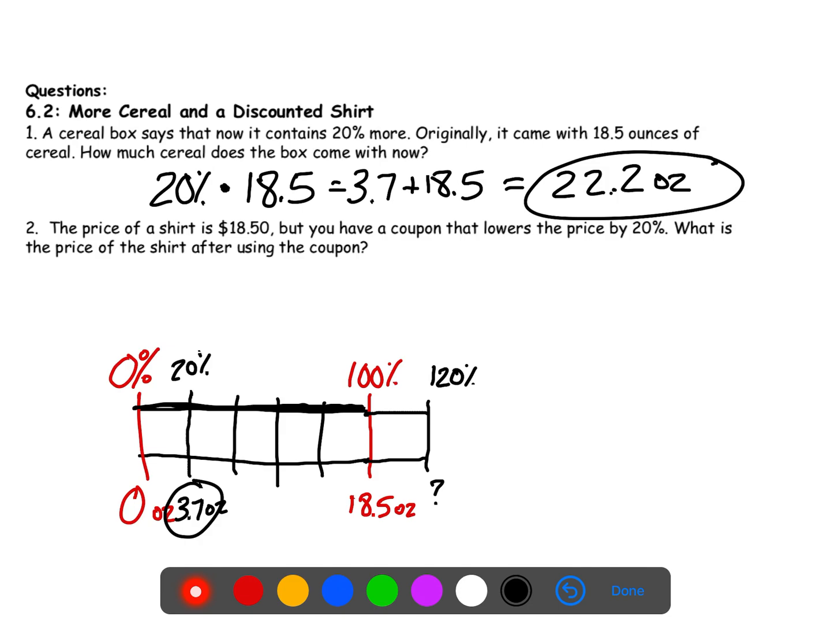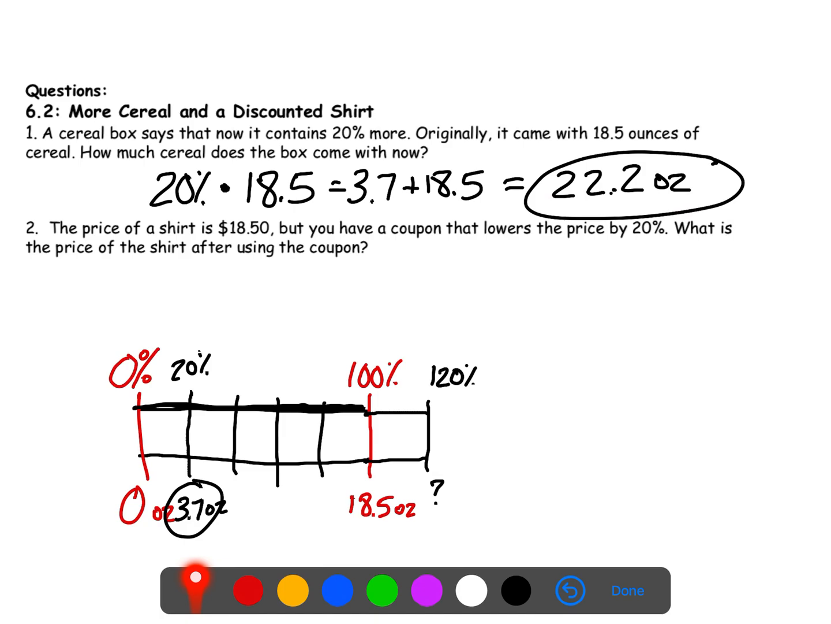Now, we could also find that in another way, and I just want you to be aware of it. We're going to talk about this a lot. Since our cereal box is now 120% of the size of the original box, we could have taken the original size of the box and multiplied it by 120%, which would be 1.2. That would also get us the same answer. And we'll talk more about that a little bit later.